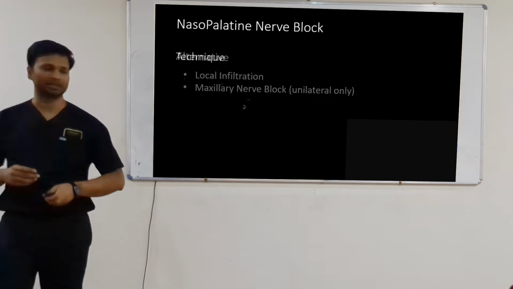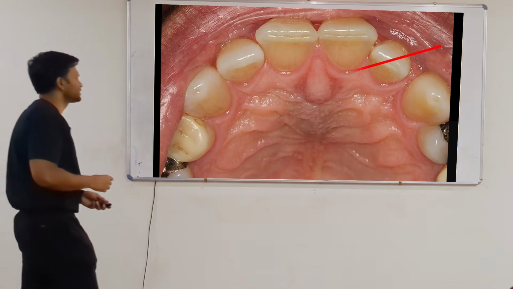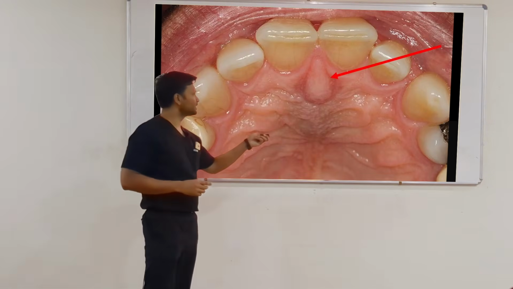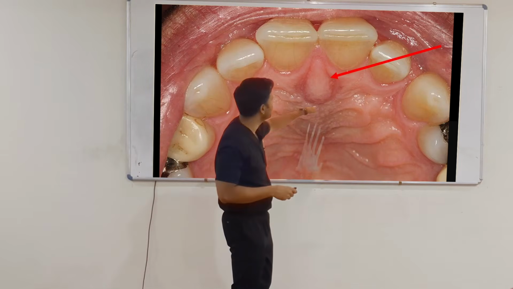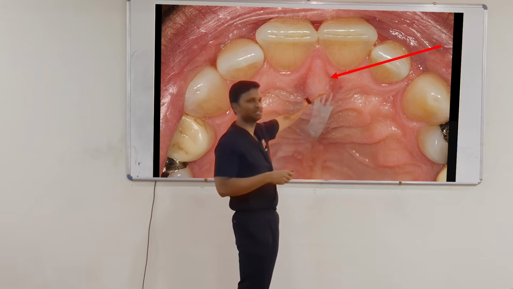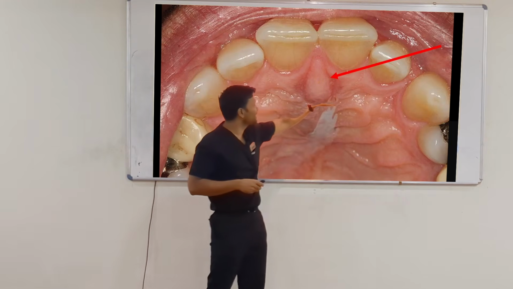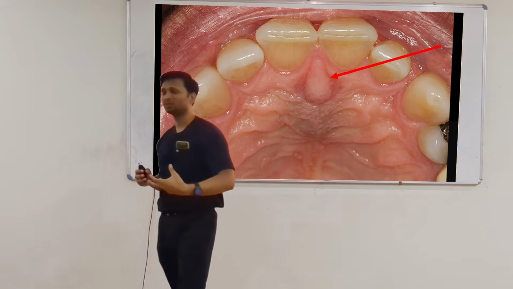That is the alternative. So what are the techniques? You're going to insert the needle lateral to the incisive papilla. Why don't we want to insert the needle in the incisive papilla? Because it has a rich sensory innervation. So it is very sensitive.